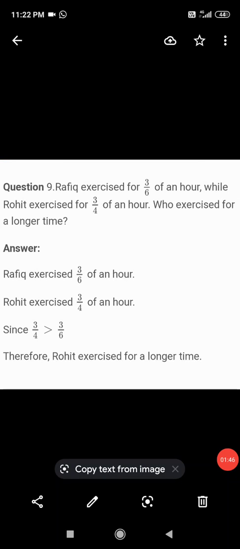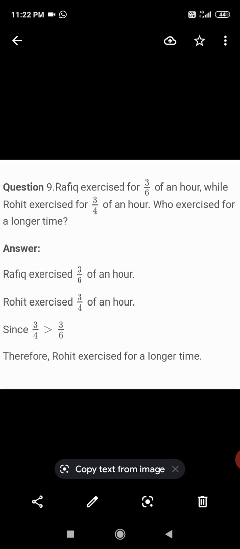Next question is question number 9. Rafiq exercised for 3 by 6 of an hour while Rohit exercised for 3 by 4 of an hour. Who exercised for a longer time? Now here, Rafiq exercised 3 by 6 of an hour and Rohit exercised 3 by 4 of an hour.